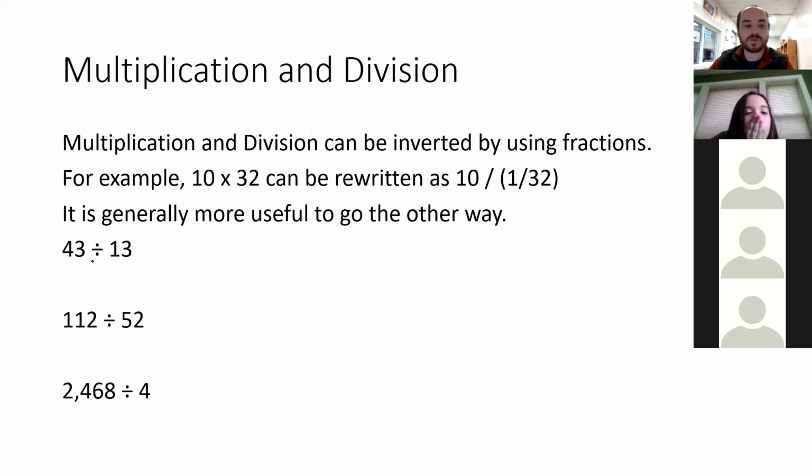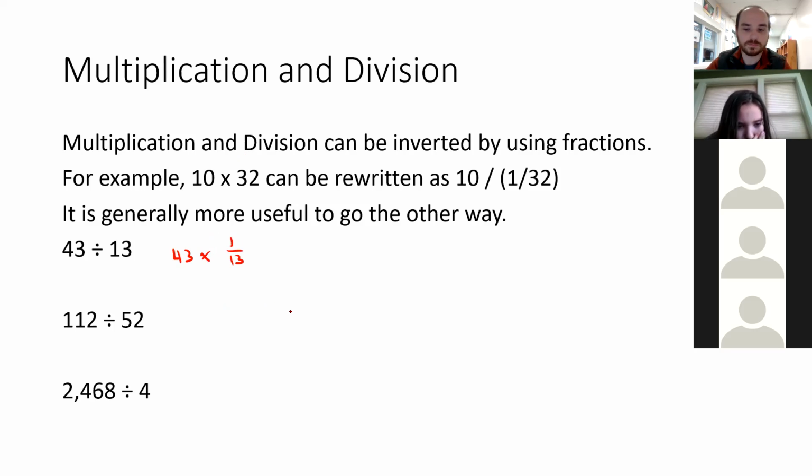So how could I rewrite 43 divided by 13 as a multiplication problem? 43 times what? Here, I'll use x's since that's what you'll have to type. 1 over 13. Yep, 1 over 13.